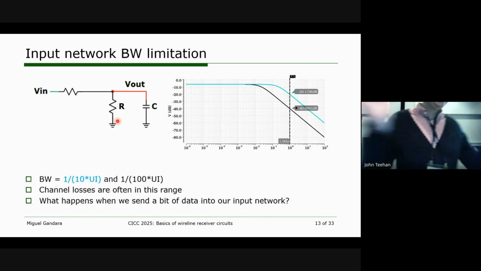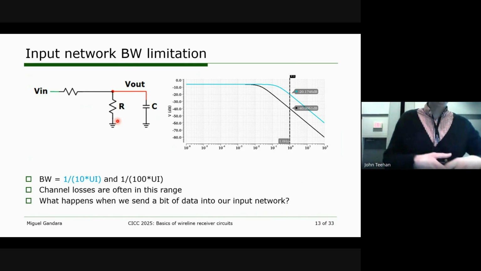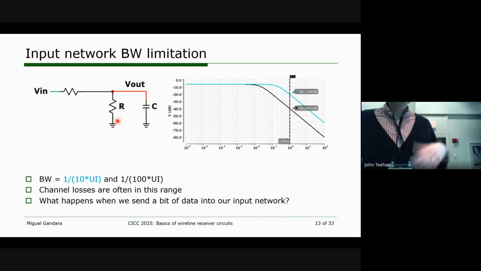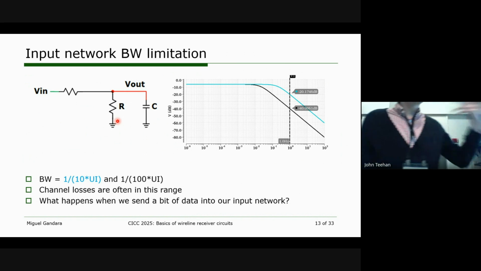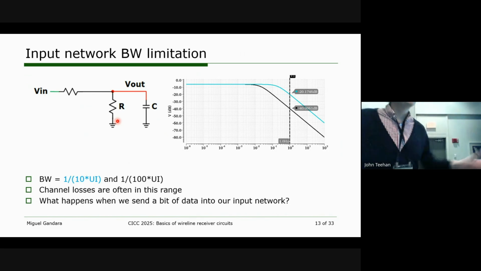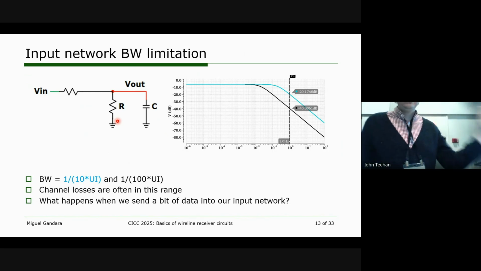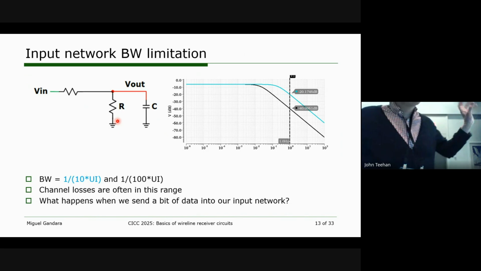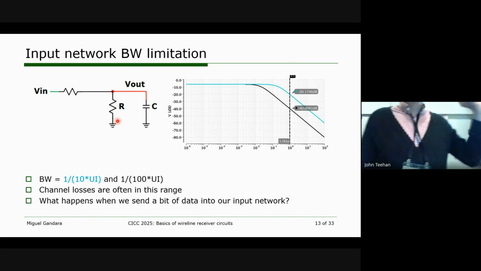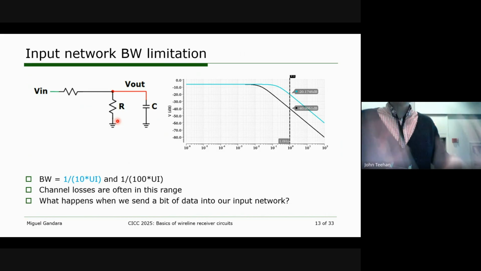Before I answer that question, first I want to talk a little bit about what this channel limitation actually does to us, okay? So here I have 2 example input networks. One input network has a bandwidth of 1/10 of a UI, and the other one has a bandwidth of 1/100th of a UI. I intentionally chose that because it makes a very simple calculation. In one case, we're going to have 20 dB of loss at our data rate. In the other case, we're going to have 40 dB of loss at our data rate. The other advantage is that this is very close to the losses that we'll see in real channels. So whatever limitations you see from this slide, you'll actually see in real channels as well.